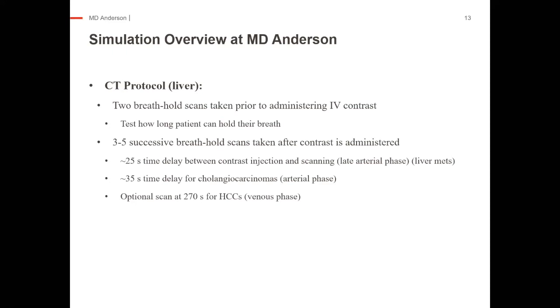Because there was one question, and it was, at what phase of respiration do you treat the patient during gating? So that would be for dynamic gating.